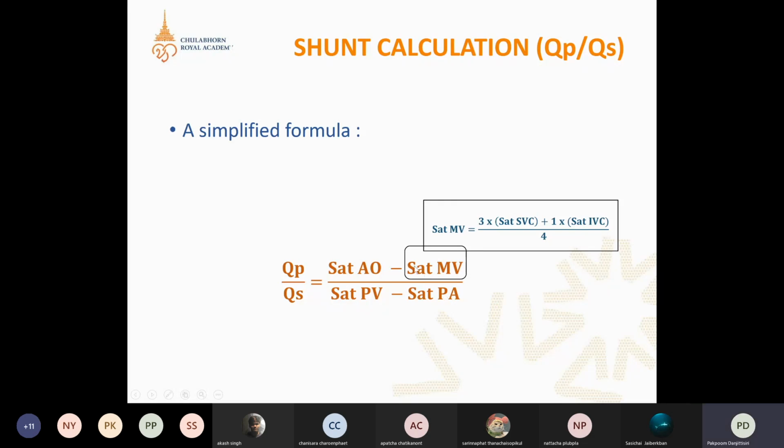But the saturation of mixed venous, you can find this value from this equation. Okay, you may have a question: what about the pulmonary vein?